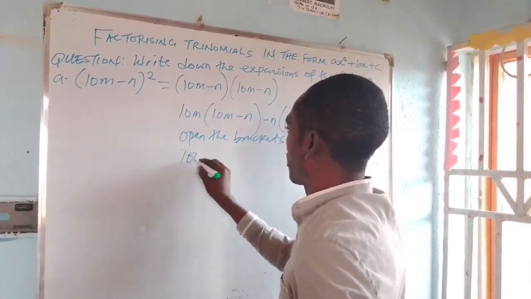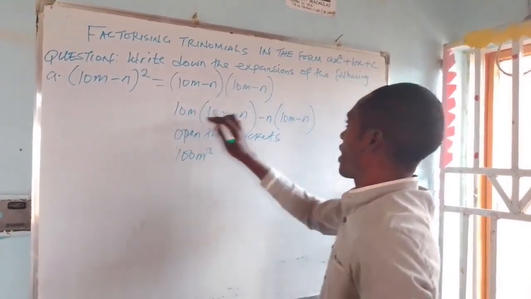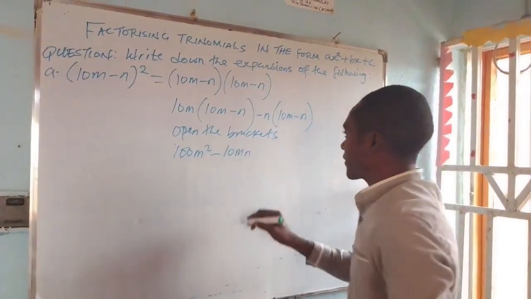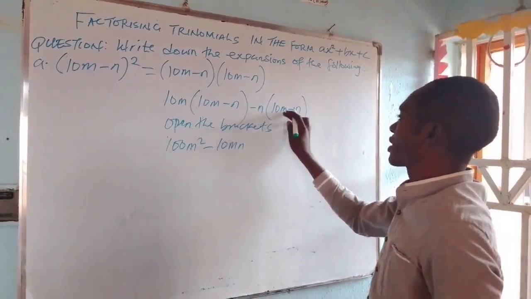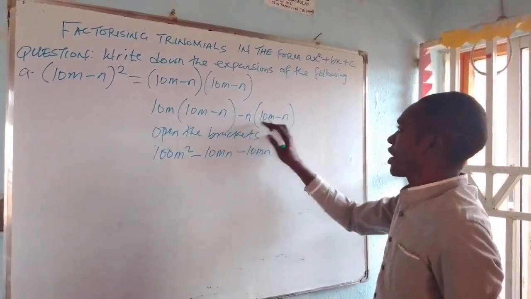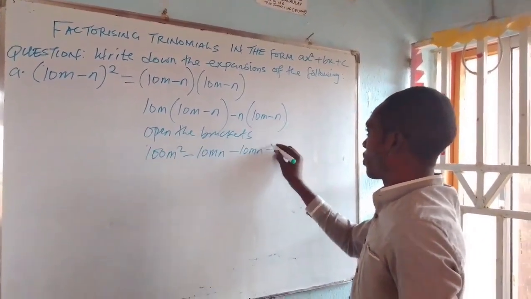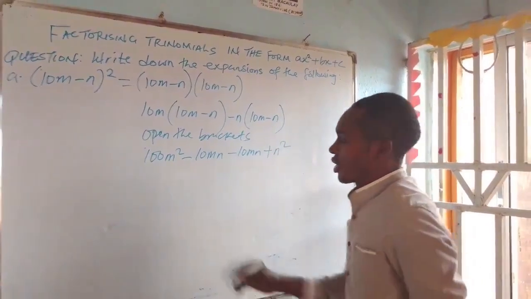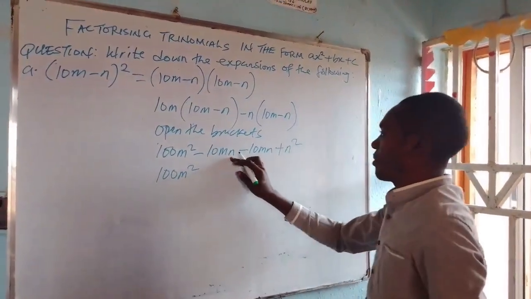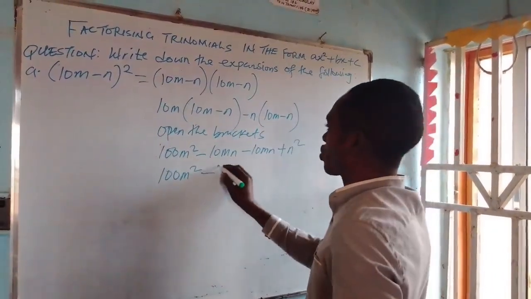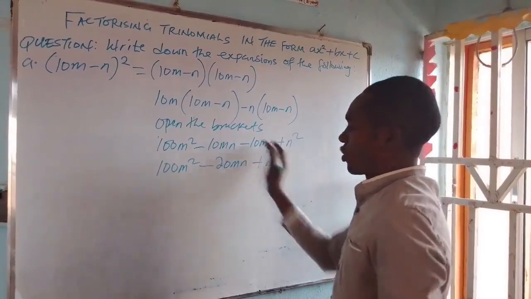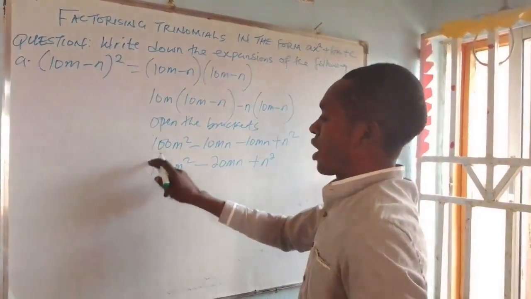So 10m times 10m is 100m squared. Then 10m times minus n is minus 10mn. We're done with this. The next thing, minus n times 10m is minus 10mn. Then the next one, minus n times minus n is plus n squared. Now the next thing is 100m squared, minus 10mn minus 10mn is minus 20mn. Then plus n squared.